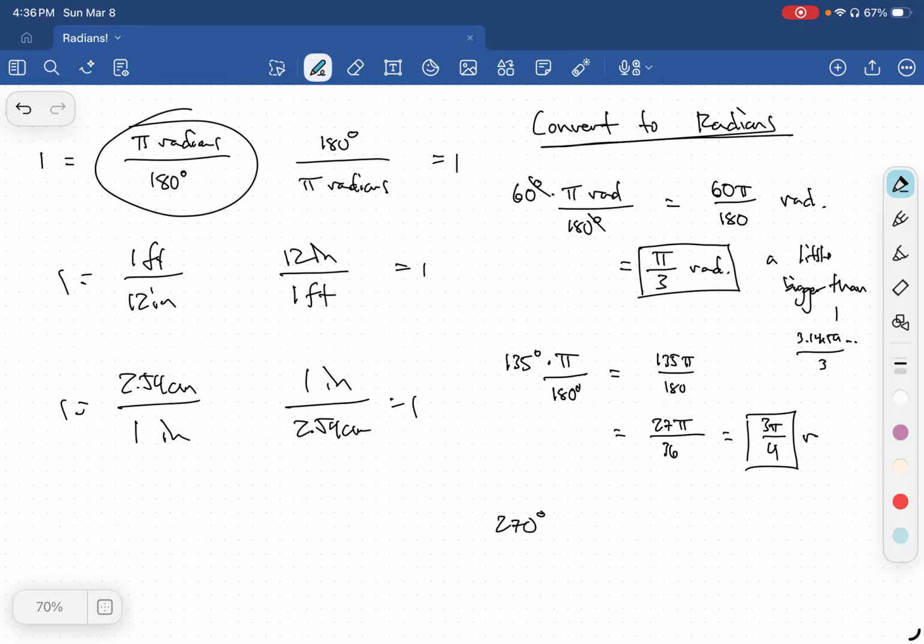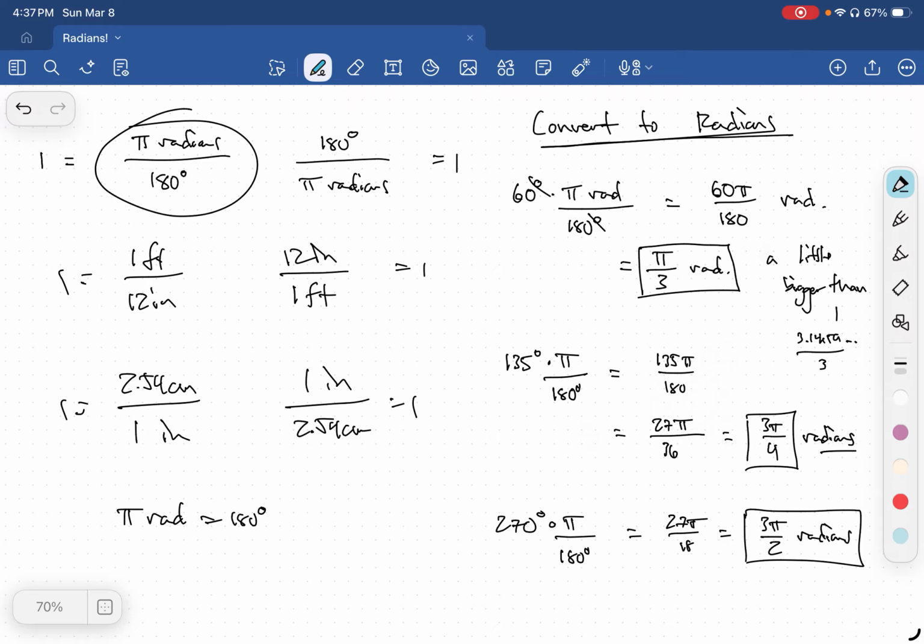3/4 of a pi radians. That's the same measure as 135 degrees, but now in radians. Makes sense that it should be less than pi, because remember, pi radians is equal to 180 degrees. So 3/4 of a pi radian should be less than 180 degrees, which it is. 270, on the other hand, should be more than pi radians. So again, we'll multiply 270 times pi divided by 180. We get 27 pi over 18. Those are both divisible by 9. 3 pi halves radians.